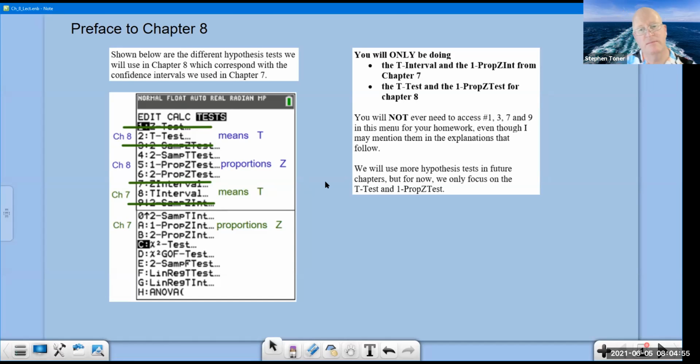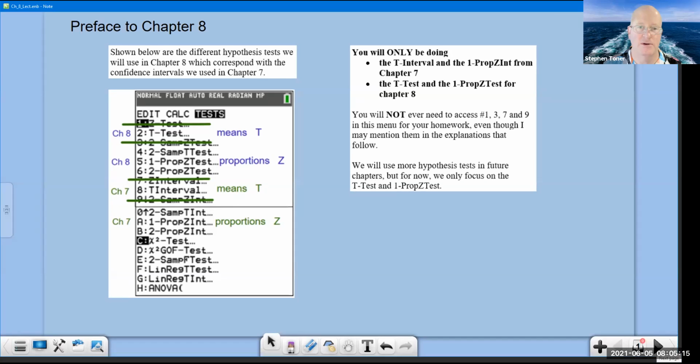Now, as we mentioned previously, we're not going to be using any of these ones that I have crossed off in positions 1, 3, 7, or 9 on our calculator. That's kind of what we have decided as a math department here at VVC.